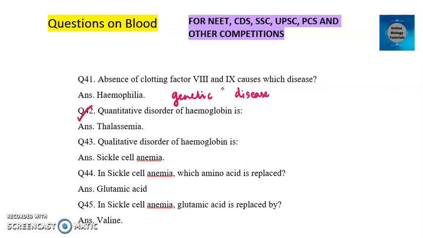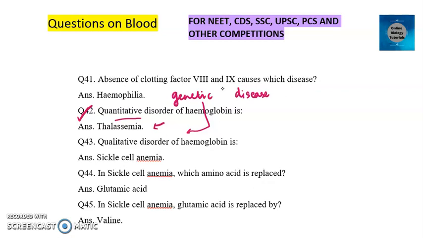Question number 42, quantitative disorder of hemoglobin. Quantitative means it is going to affect the amount of hemoglobin there in our body. So this is thalassemia. Thalassemia again is a genetic disease, no cure for it.